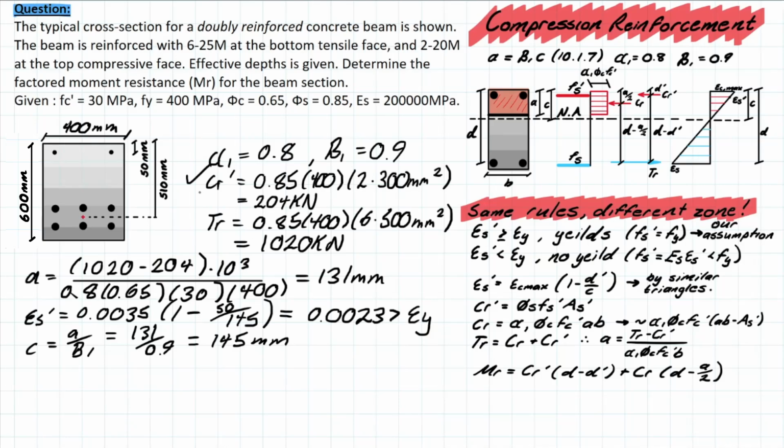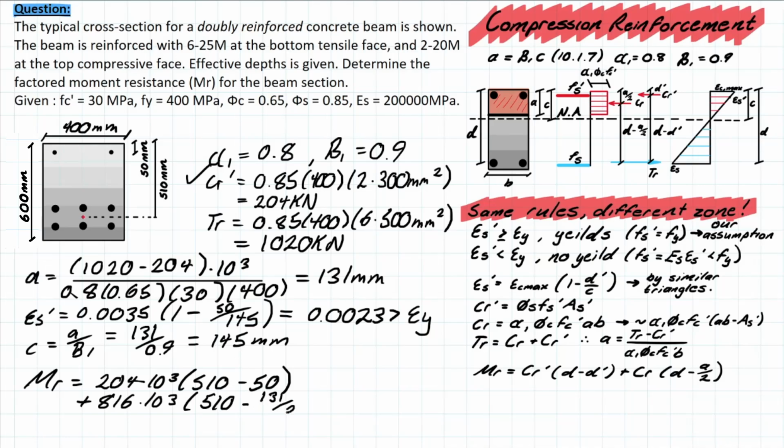That means we can go right to the Mr formula and plug in for it. So we have Mr, which is going to equal 204 times 10 to the 3, times d minus d'. These values are given, luckily for us. So we have 510 minus 50. And we're also adding the Cr component. That first one was the Cr' component. Then we have the Cr component, which is 816 times 10 to the 3, and then d, which is 510, minus a over 2, which is 131 over 2. We have all these variables. Solving for that, you're left with 456 kilonewton meters.